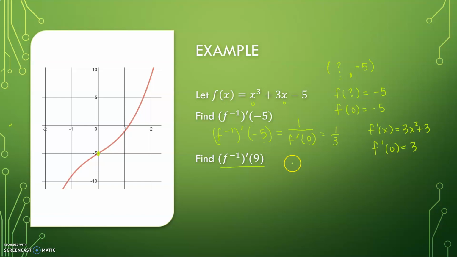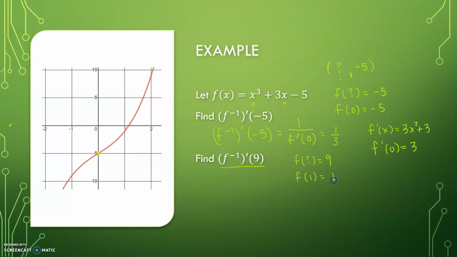So 9 is the y coordinate on f. It's the x coordinate on f inverse. So f of something equals 9. And it's not 0 this time. If you don't have a calculator, the numbers are going to be small and easy to check. So let's try f of 1.